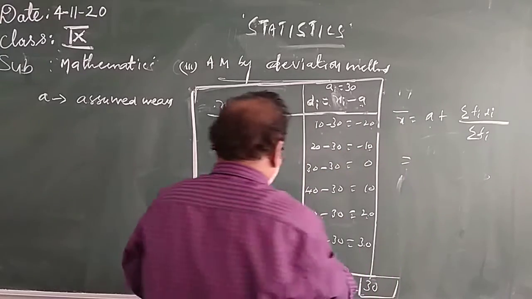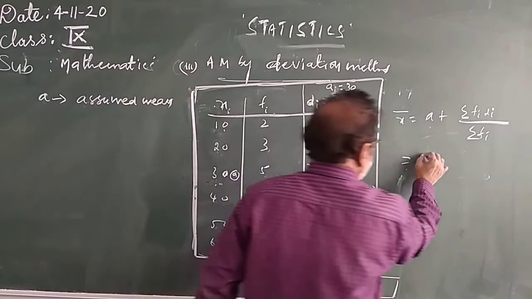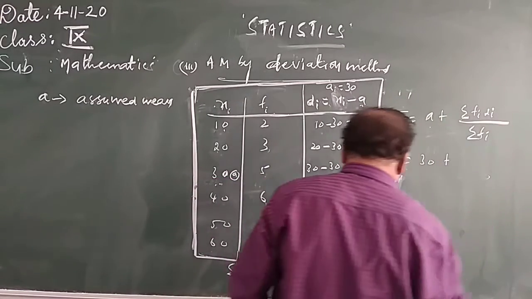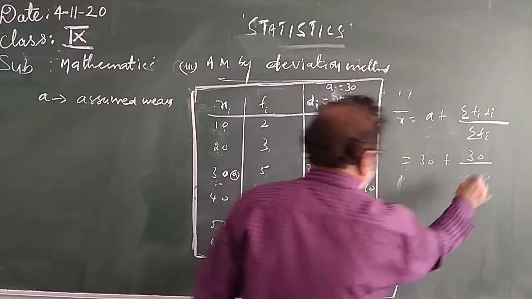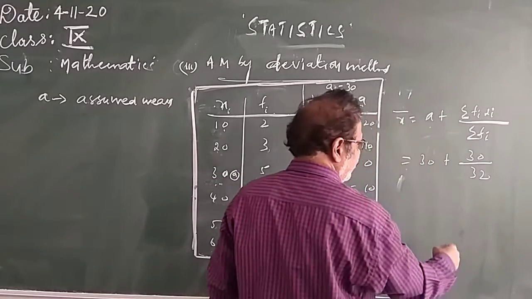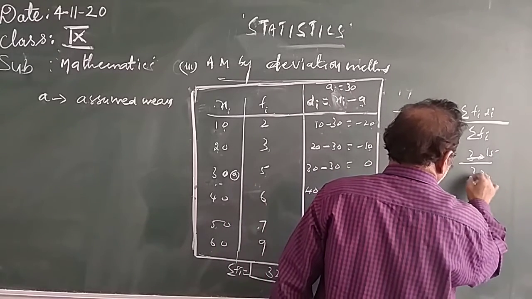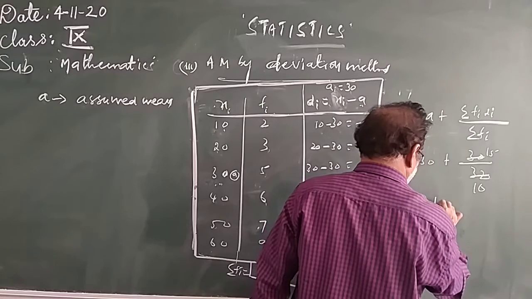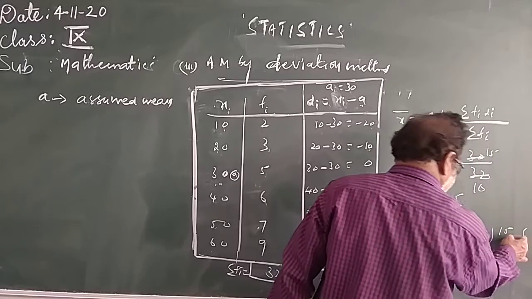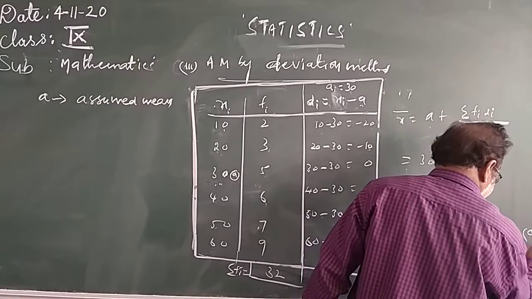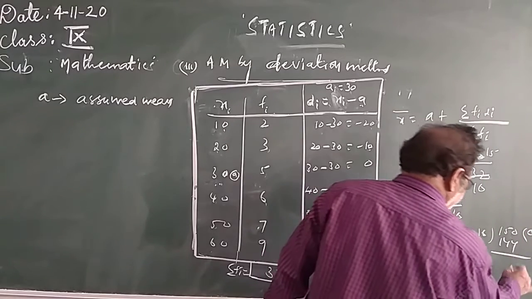What is a? Assumed mean. Which value did you assume as the arithmetic mean? 30. So the assumed value is 30 here. Now plus sigma fi di, how much? 30, by sigma fi. Sigma fi is what? 32. So you simplify this. 30 plus 15 by 16. 15 divided by 16. Does 16 go into 15? No. 0. 16 9 times is 144. The remainder is 6.